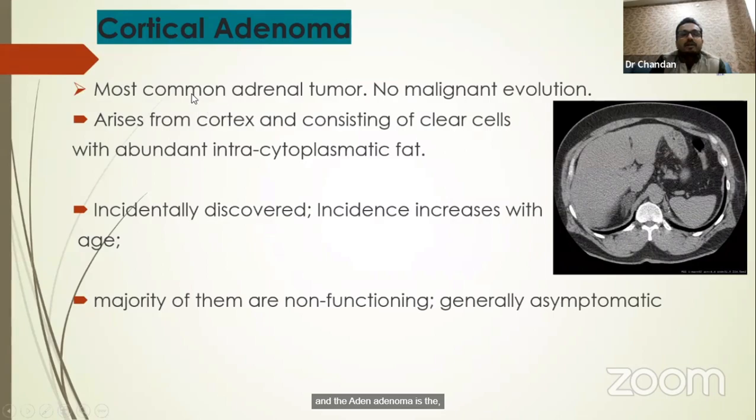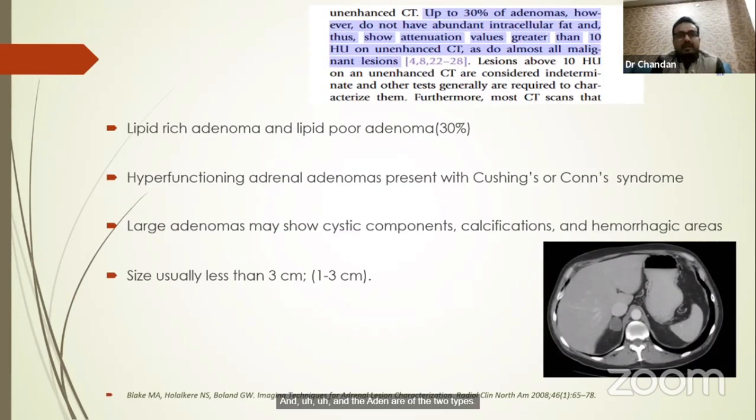A few salient features about the adrenal adenoma: it is the most common adrenal tumor. No malignant evolution is seen, and it arises from the cortex, consisting of clear cells with abundant intracytoplasmic fat. This is important. It is incidentally discovered, the incidence increases with growing age, and the majority of them are non-functioning and generally asymptomatic. Adenomas are of two types in terms of lipid content: lipid-rich and lipid-poor. Lipid-poor adenoma is challenging for us, at around 30%.